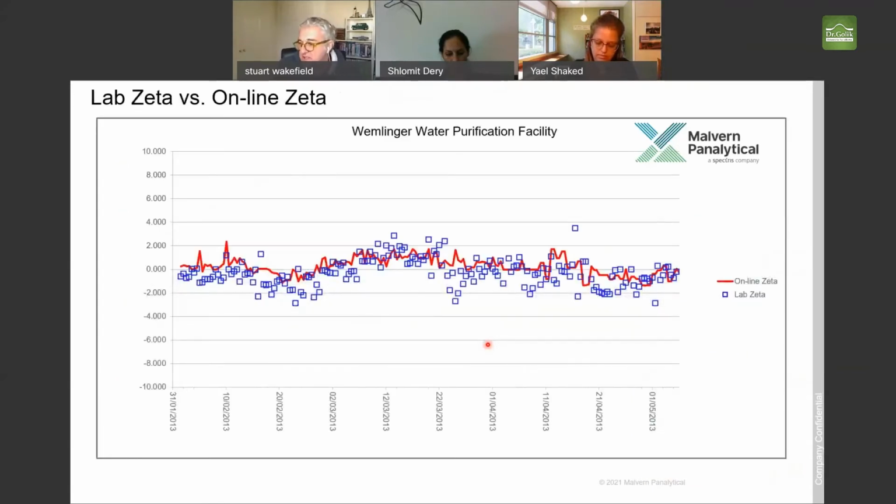So here we see an example. Again, this is going from January to May, and you can see that everything is running okay. The agreement between online and lab is very good, and they've got good connections. And obviously the Zeta potential is moving because the raw water is changing.